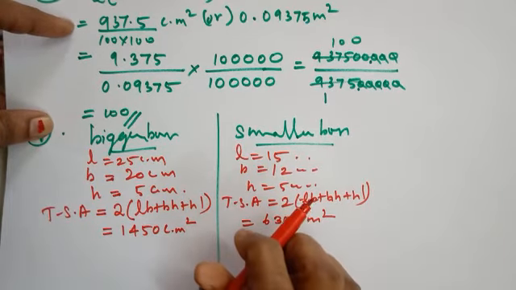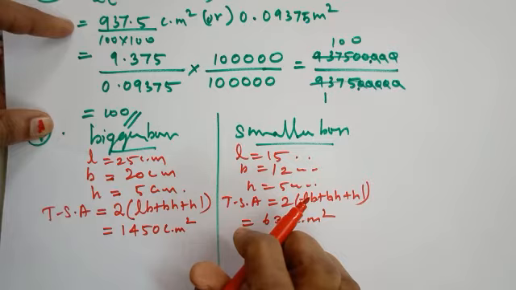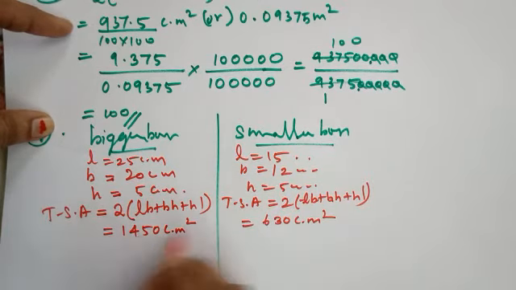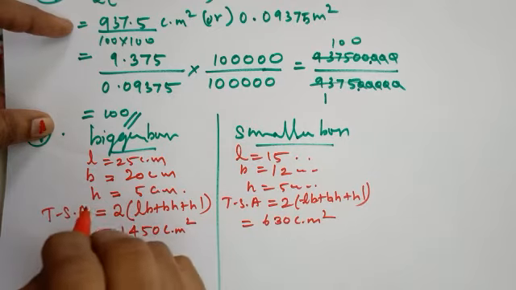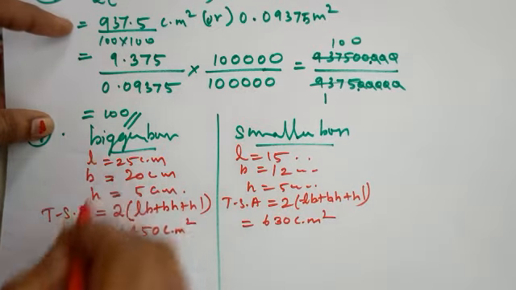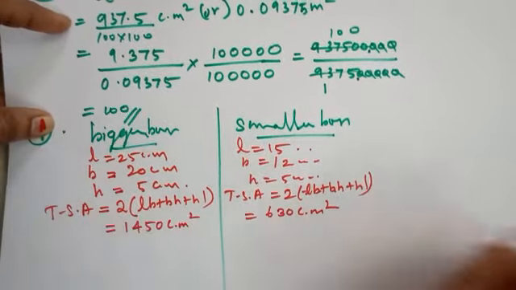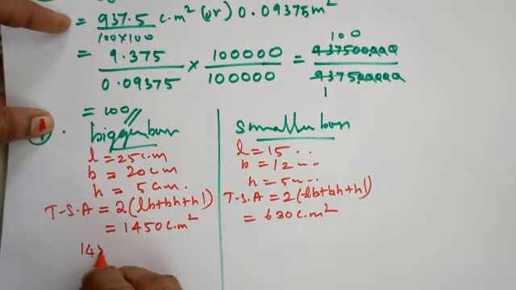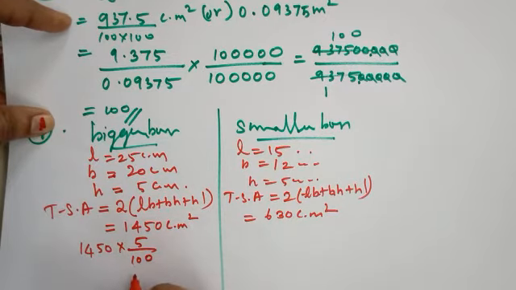Is it clear? Then students, listen, cardboard required for all the overlaps. What amount of cardboard? 5% of TSA is used for overlaps, so we should add that also. What is 5% of TSA? 1450 into 5 by 100. If you cancel it, you get 72.5 centimeter square.